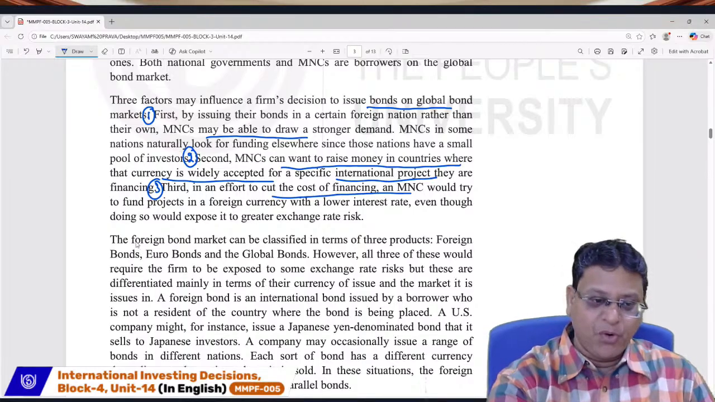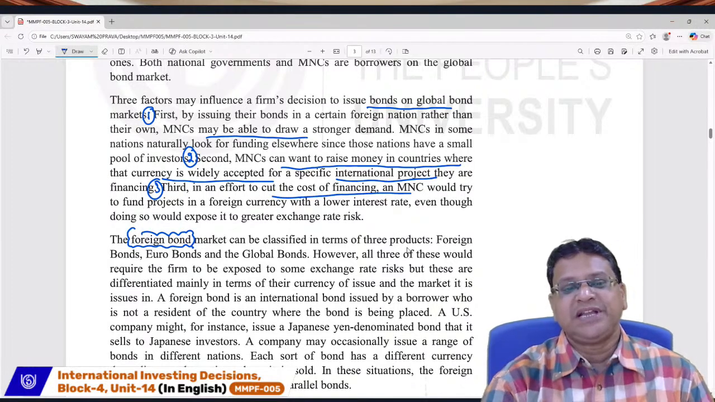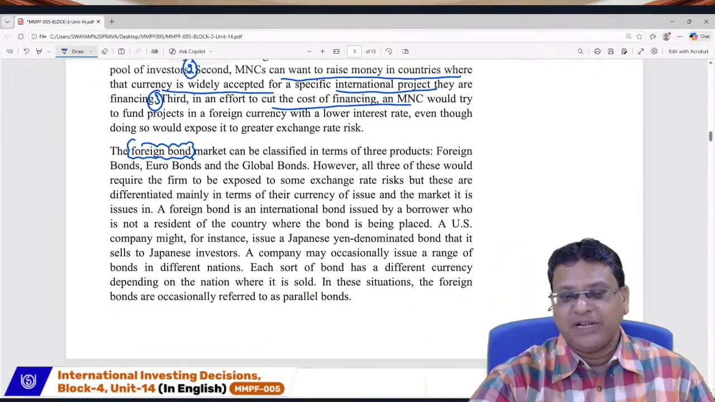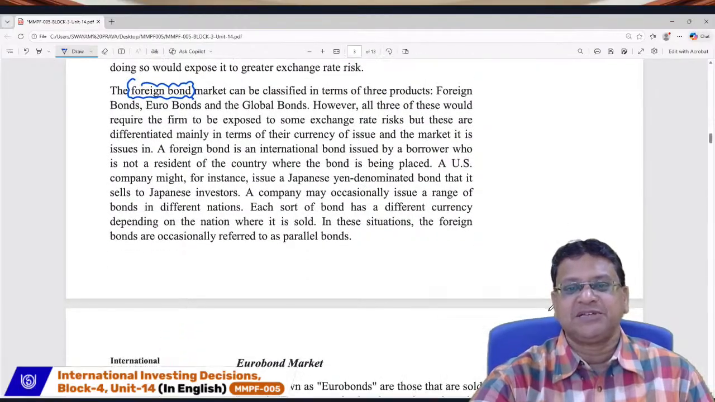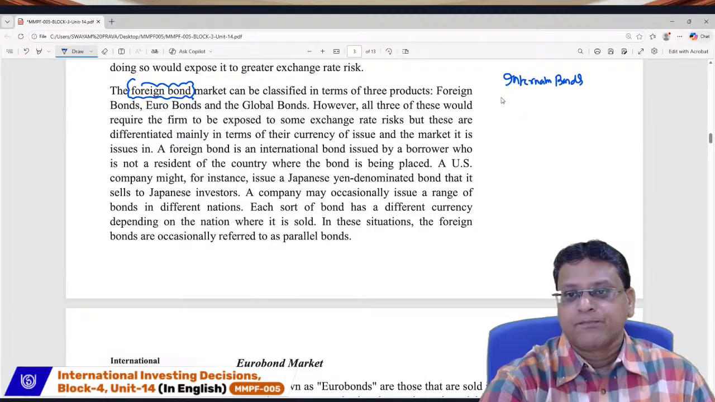So the foreign bond market is of three types. The foreign bond market, or international bonds, can be classified into three parts. First one is known as foreign bond.